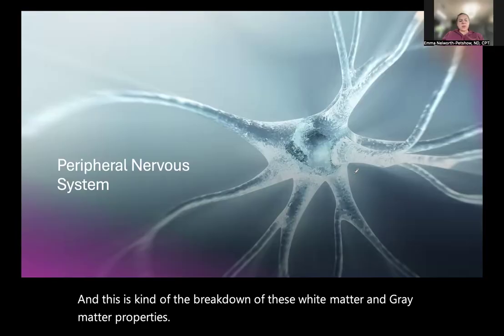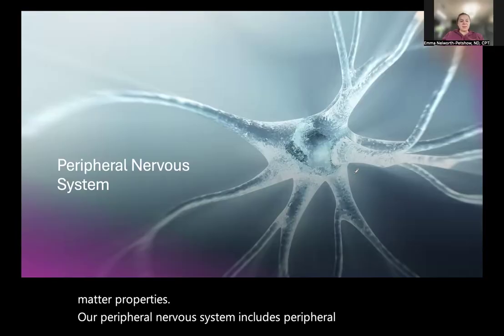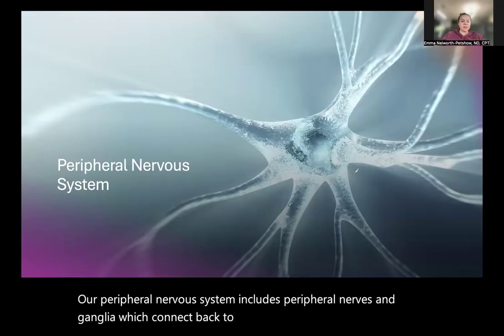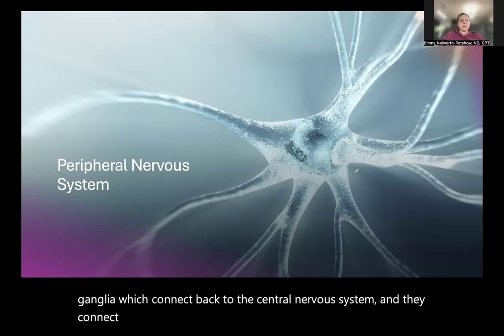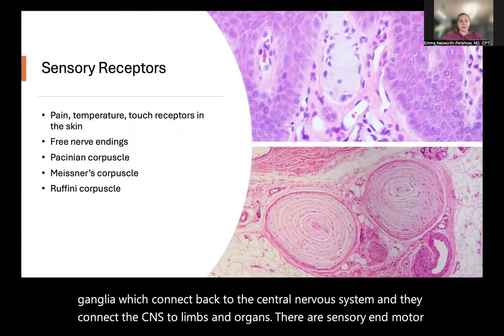Our peripheral nervous system includes peripheral nerves and ganglia, which connect back to the central nervous system, and they connect the CNS to limbs and organs. There are sensory and motor signals that travel through these pathways.